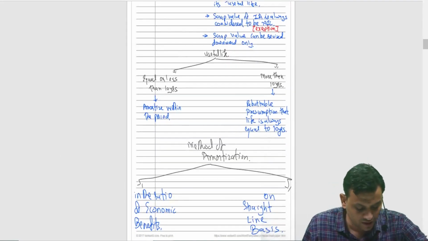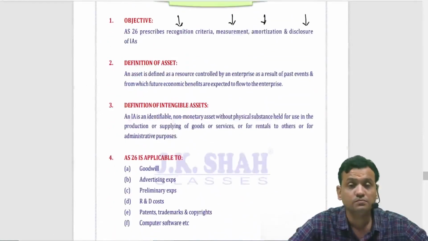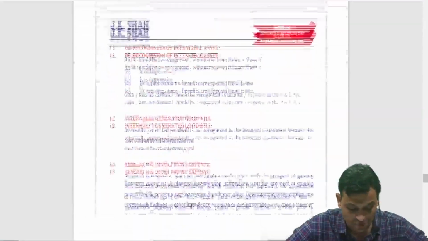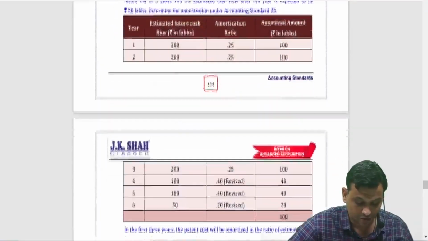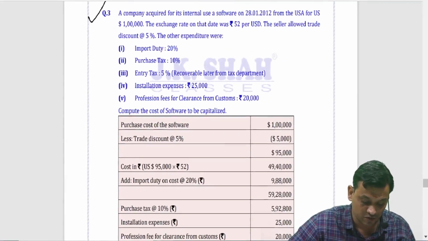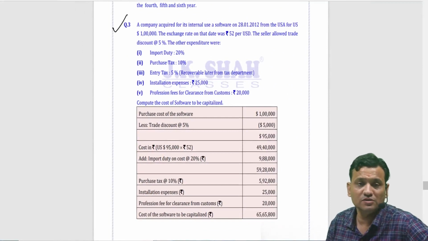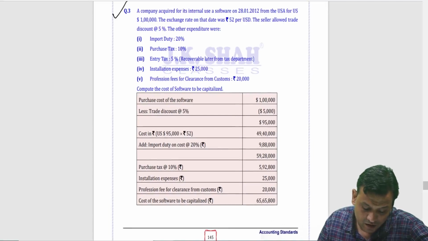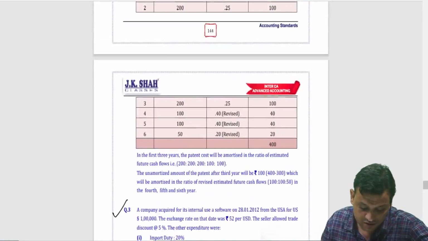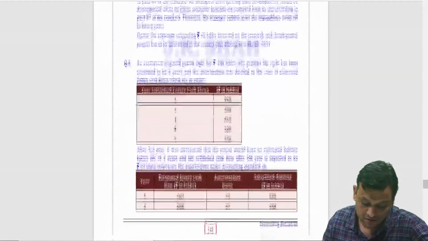Okay friends, so let's move on to some question answers. As always, I would be focusing more on the homework section and past question papers, those questions which are important. The rest of the classwork questions are already available. You've already done them in the class, and of course the video recordings are also available. So now let us focus our valuable time on something which is not done in the class, that is homework section and past papers. A company, question number 3, homework section of intangible asset AS26. Question number 3.